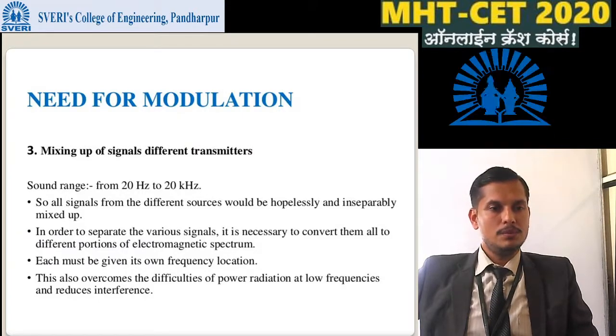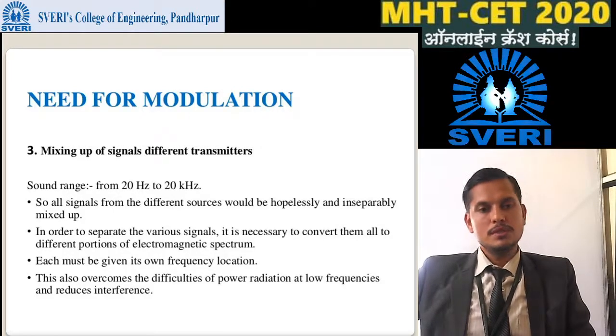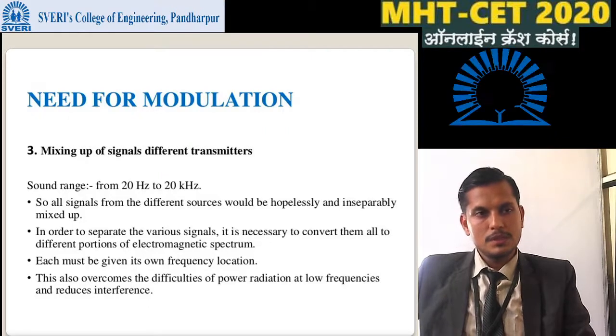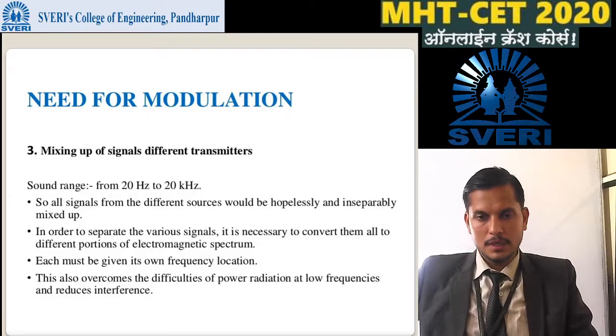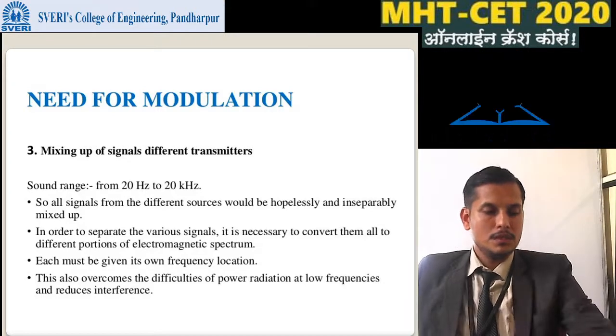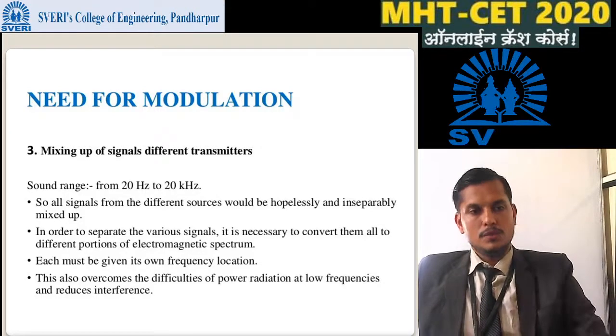This also overcomes the difficulties of power radiation at low frequencies and reduces interference. Mixing up of signals from the different transmitters we are using may confuse things.